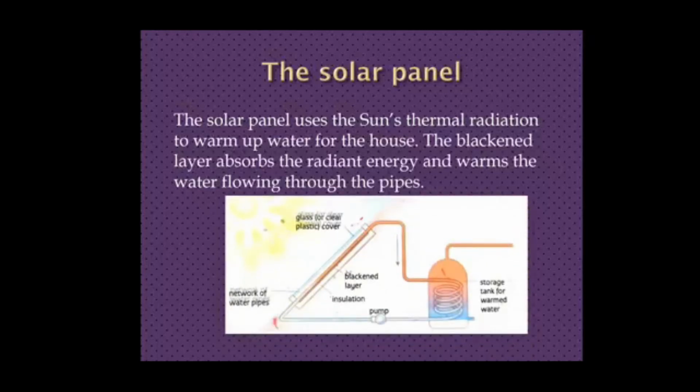Look at the picture. There is a storage tank and here the warm water will be stored, and there is a pipe. From that pipe the cold water will go, and there is a black-ended layer behind the pipe, and the black surface will absorb the heat from the sun, and when the cold water will go through that pipe, it will absorb the heat and it will turn into warm water, and again it will come back to the storage tank. That is the process how we can get warm water.